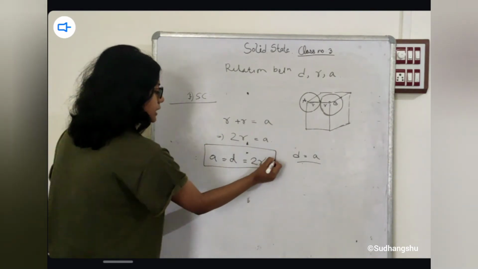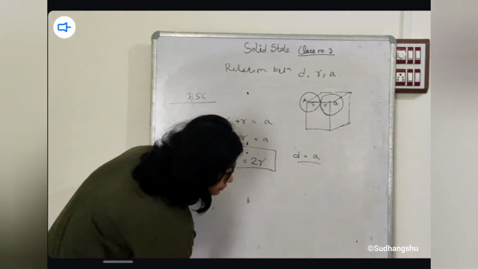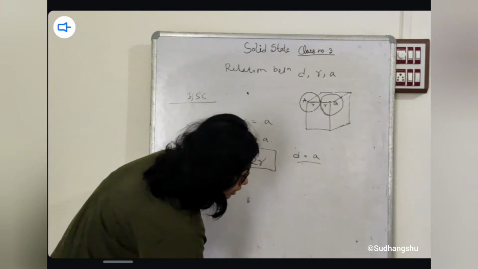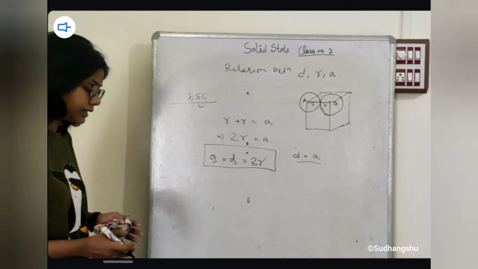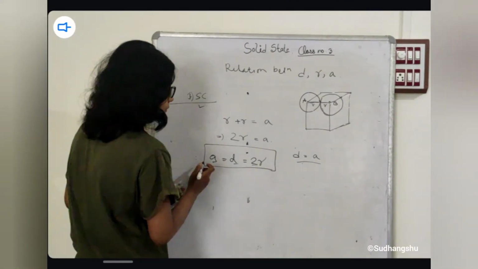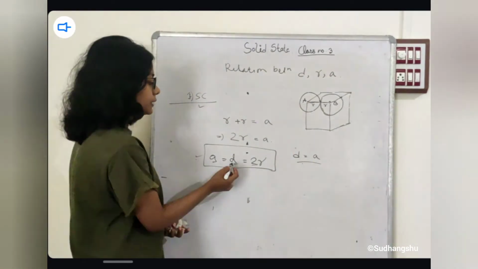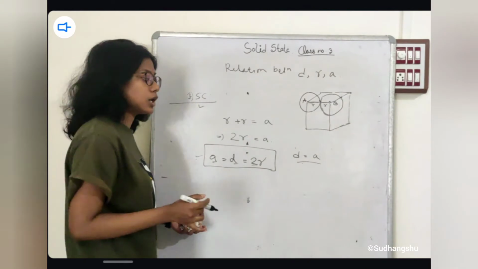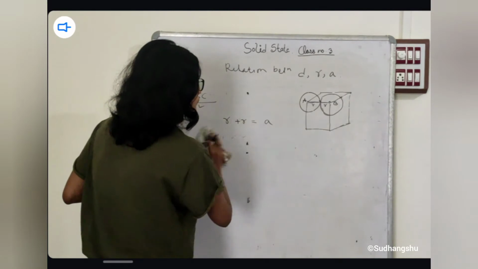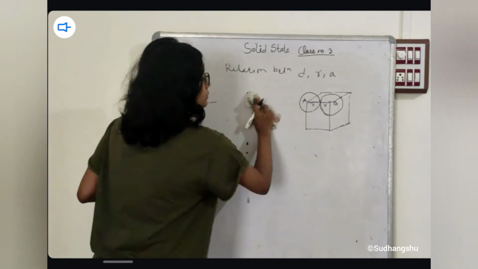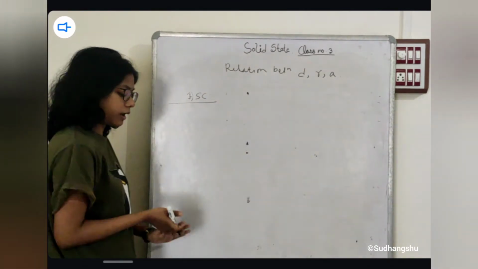So this is the relationship between a, d and r in case of simple cubic cell. So remember this. Questions may come to find out or deduce the relationship between d and r in case of simple cubic cell. So you will find this in the book. And also problems, based on this relationship, may come in the exams.